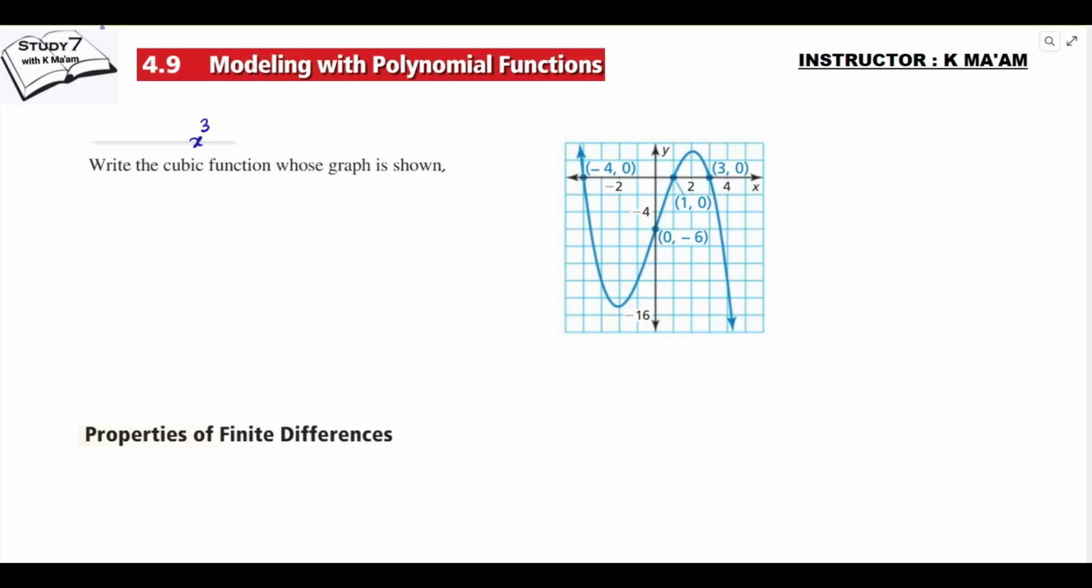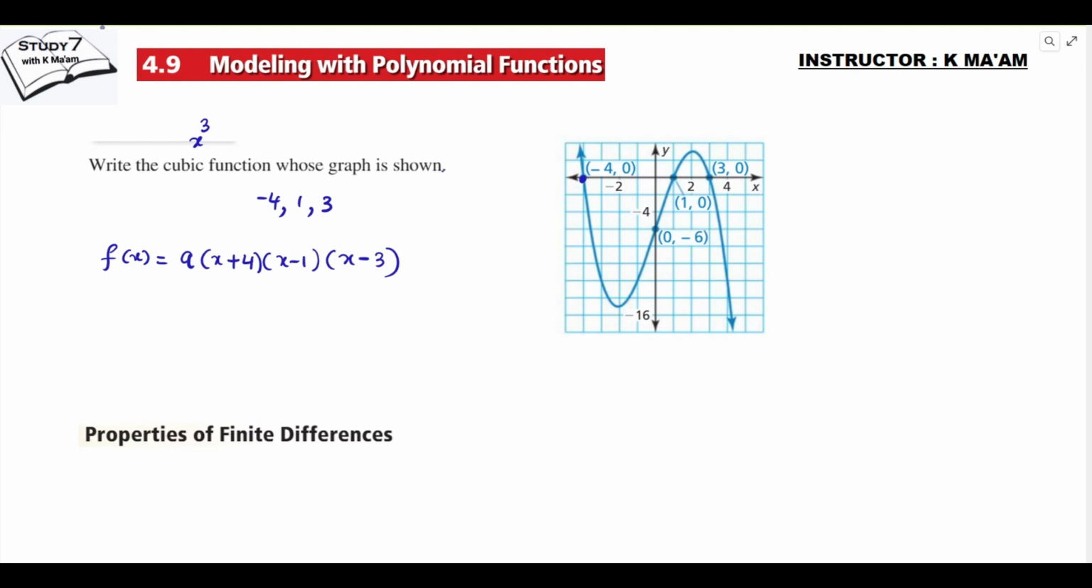If you look at the graph, it is cutting the x-axis at three points: -4, 1 and 3. These are the x-intercepts, which means these are the three solutions. So I can write it in factored form: f(x) equals (x + 4)(x - 1)(x - 3). There may be a constant term outside, because we don't know.